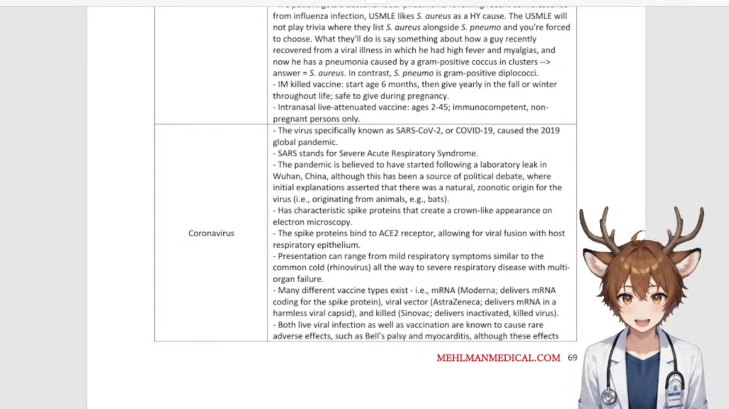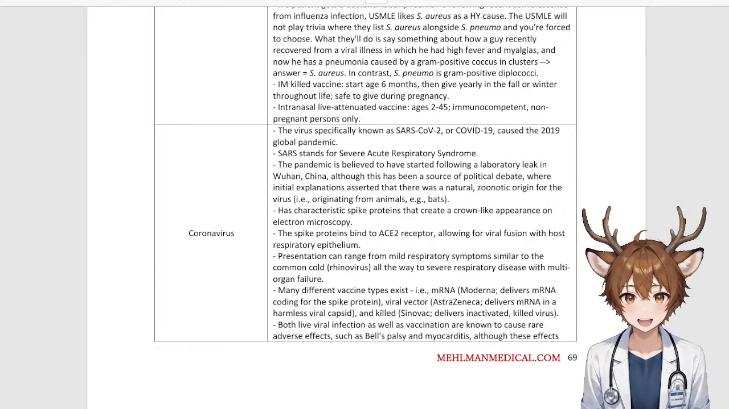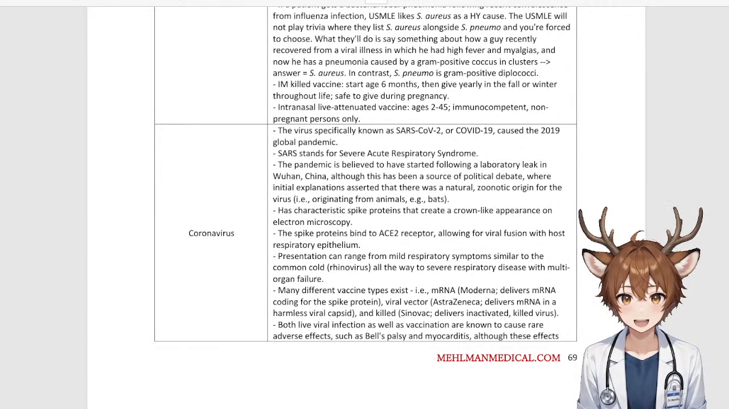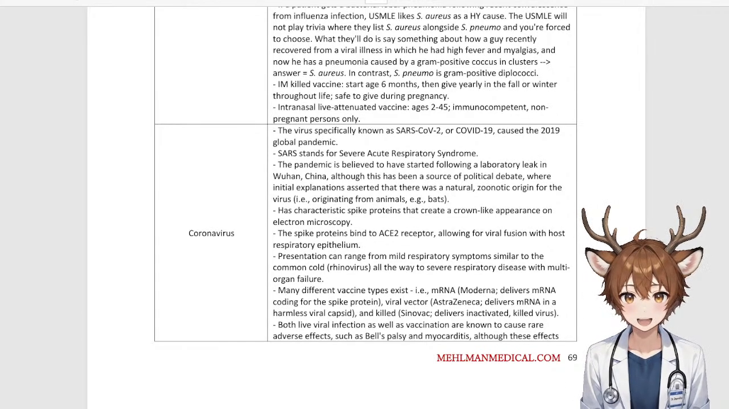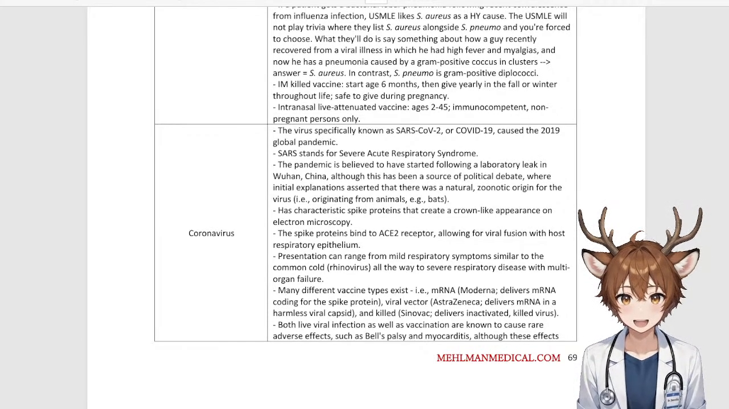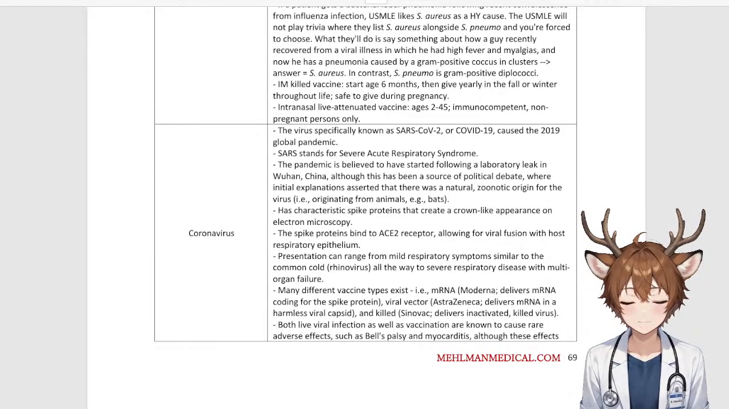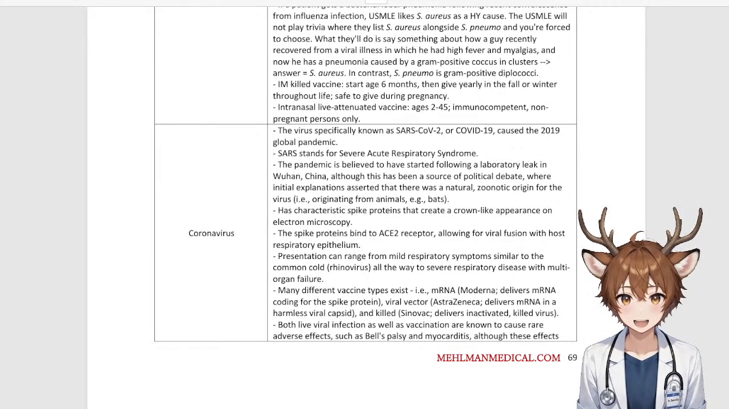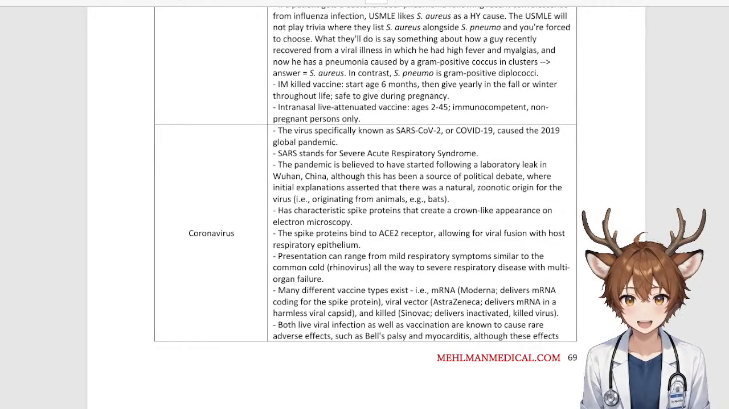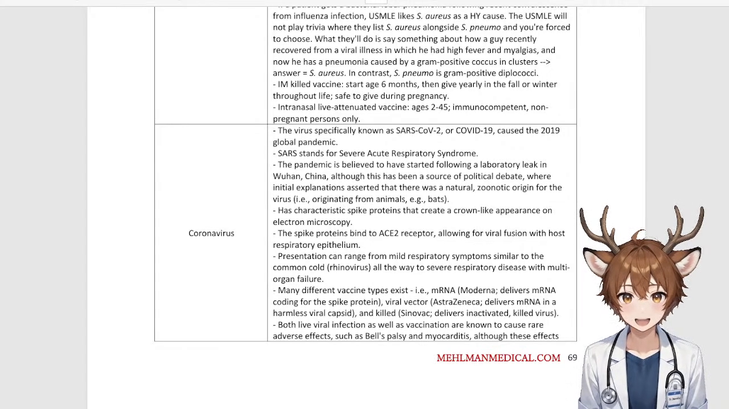Coronavirus, the virus specifically known as SARS-CoV-2 or COVID-19, causes the 2019 global pandemic. The SARS stands for Severe Acute Respiratory Syndrome. The pandemic is believed to have started following a laboratory leak in Wuhan, China, although this has been a source of political debate, where the initial explanations asserted that there was a natural zoonotic origin for the virus, that is to say, originating from animals, that is to say, bats.